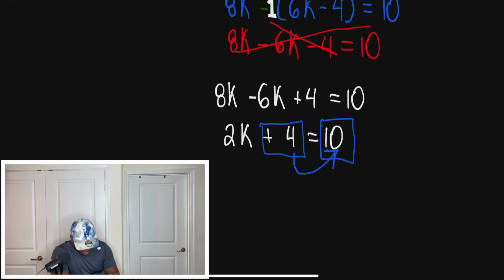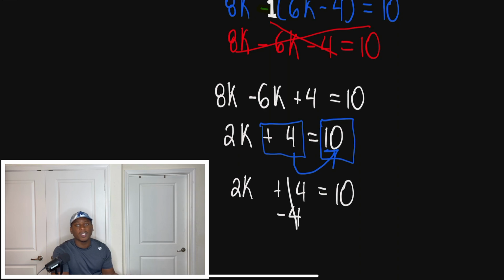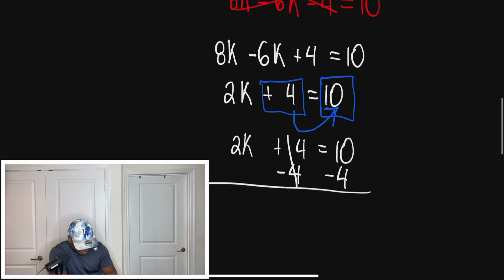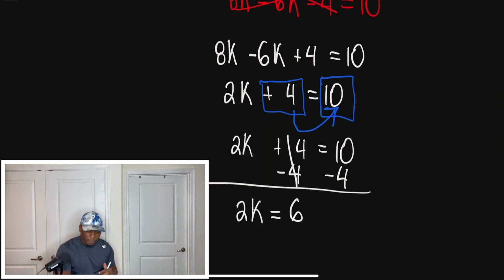So when I get to this step, right, we have 2k plus 4 is equal to 10. To get positive 4 to 0, we're going to subtract it. What we do on one side of the equation, we have to do on the opposite side, only to its like term, right? So we subtract 4 from 10, and then we're going to get this final answer of 2k is equal to 6.